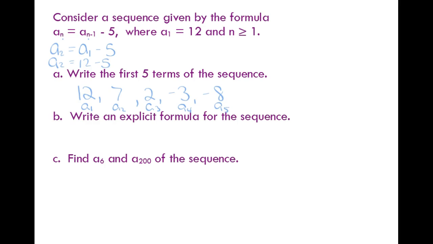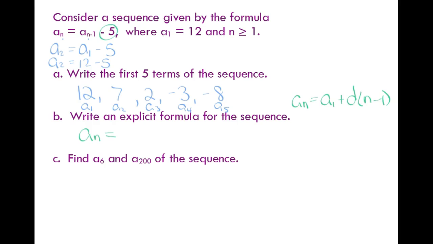Alright, B says write an explicit formula for the sequence. Well, there were only 2 things we needed to do the explicit formula, aside from the actual equation. So we need to start with the equation. We say a of n equals a of 1 plus d times n minus 1. So we have to get this a of 1 and d out of the recursive sequence. A of n stays a of n. And then d is the common difference, which is right in the recursive formula.